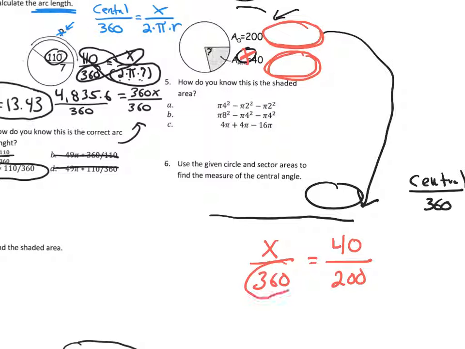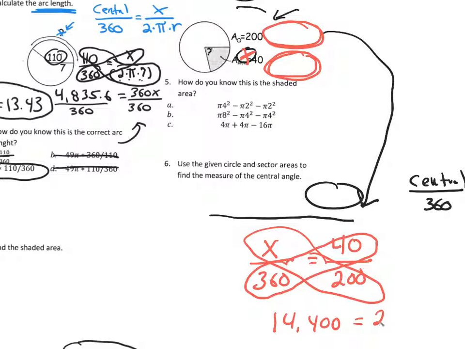So I'm going to do 360 multiplied by 40. I get 14,400 equals x times 200, which is 200x. Divide by 200. x is equal to 72 degrees.